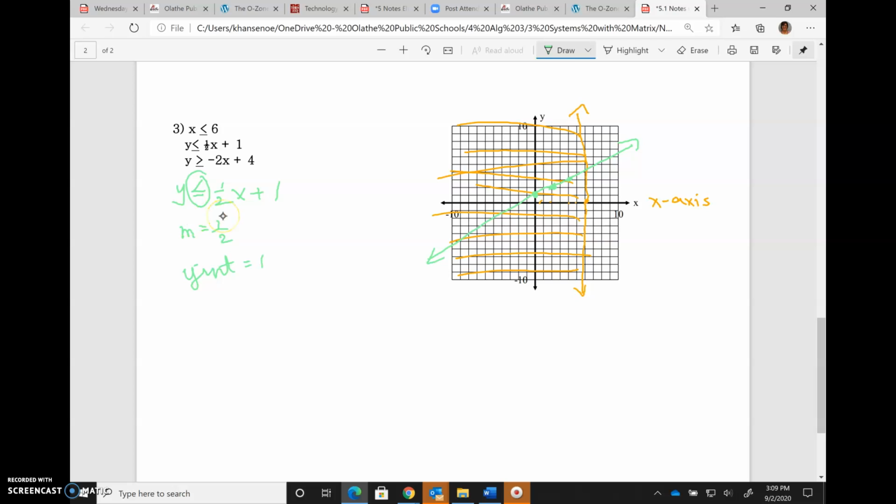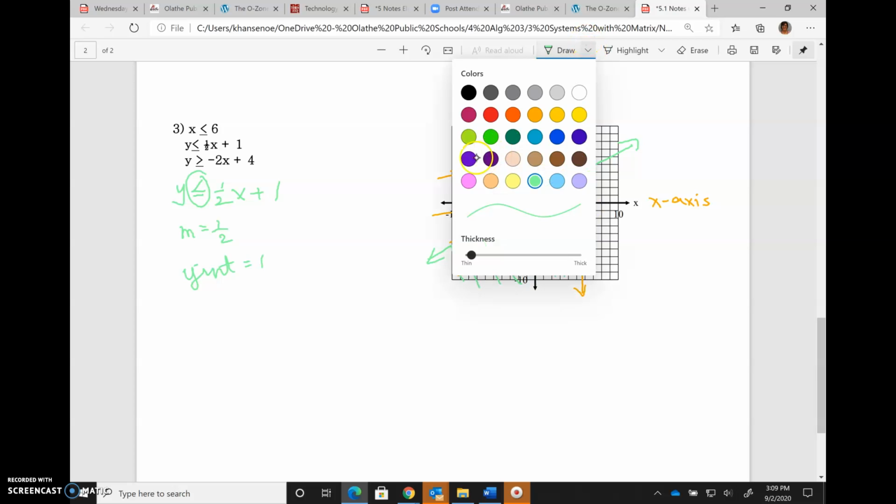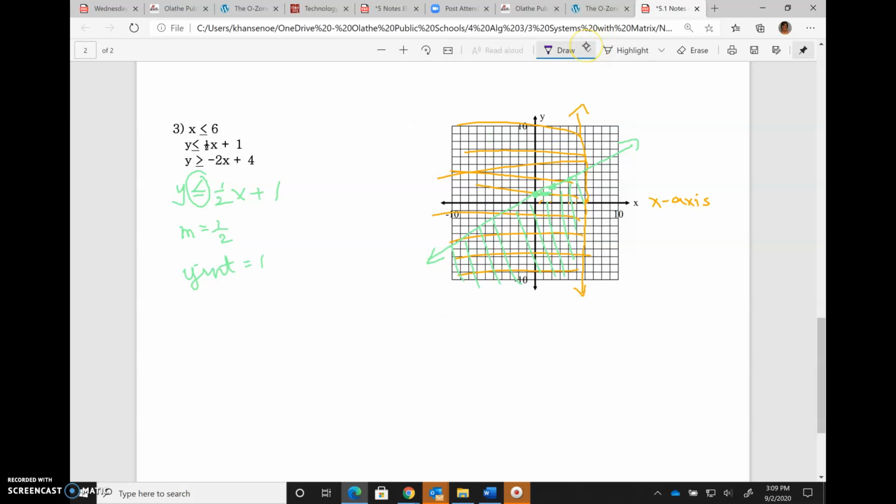Okay, so it says less than. So where are all the y's less than 1? Down. So I'm going this way. Now this time I'm not going to do it everywhere. I'm just going to do where it intersects. I think that makes it a little bit easier to tell, but you can do it either way.